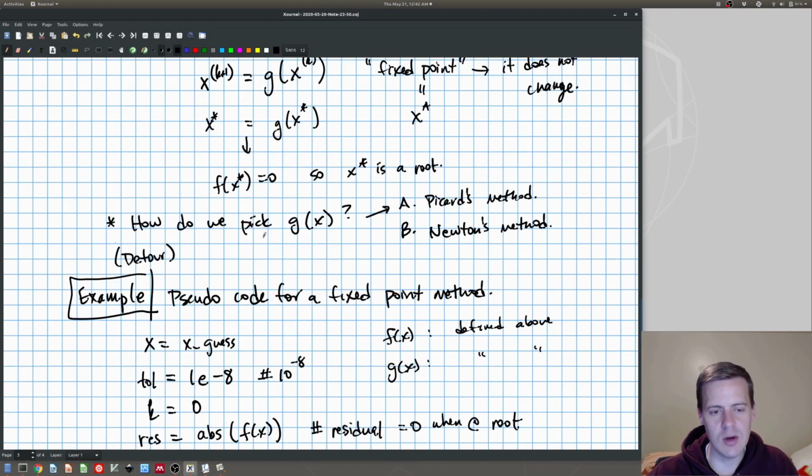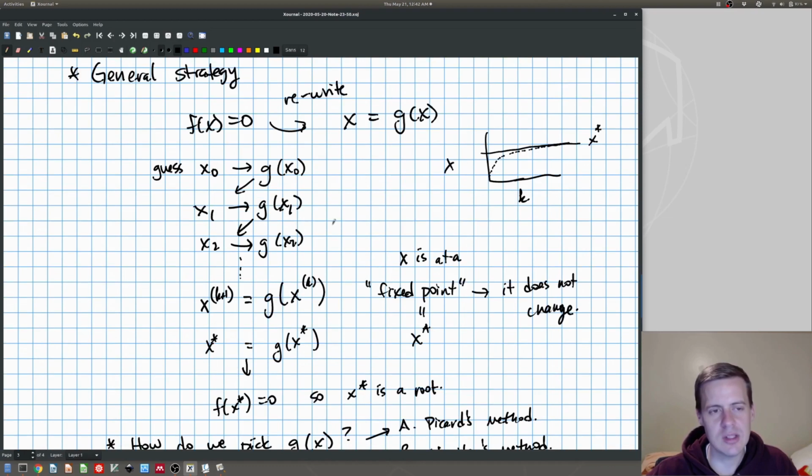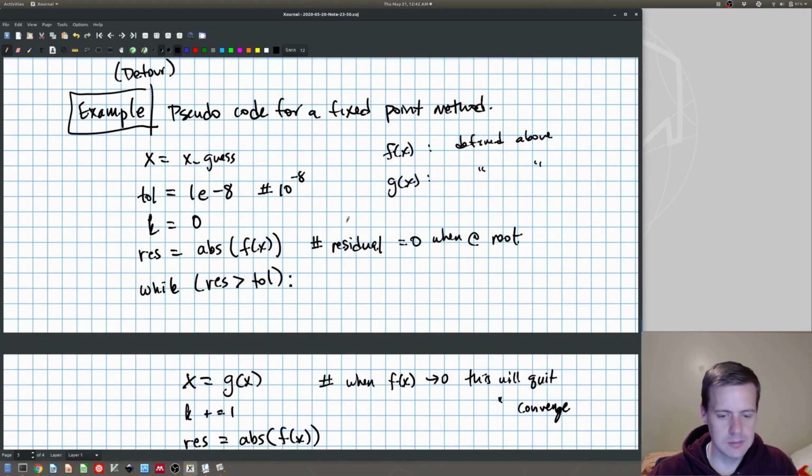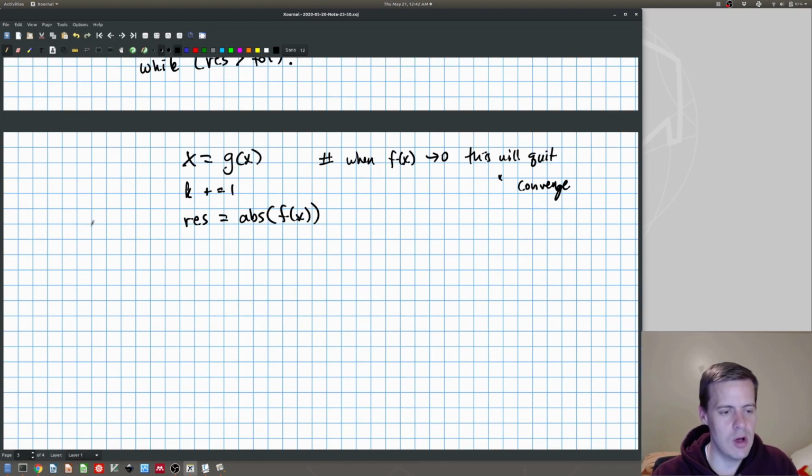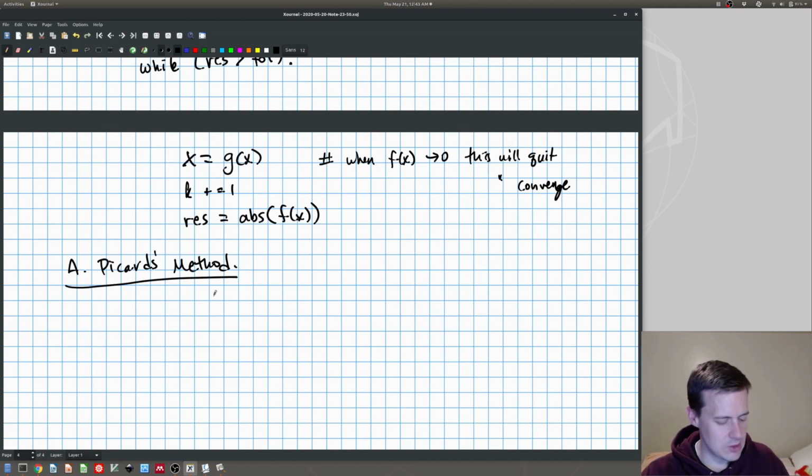So let's go back now and think about how do I go about getting g of x? How do I pick this? What are the different strategies for doing that? Okay. So now we're on how to pick the g of x. So the first one is Picard's method. Okay, so Picard's method is probably the one that you were thinking of when I did this. All right, so in Picard's method, we simply add x to both sides.